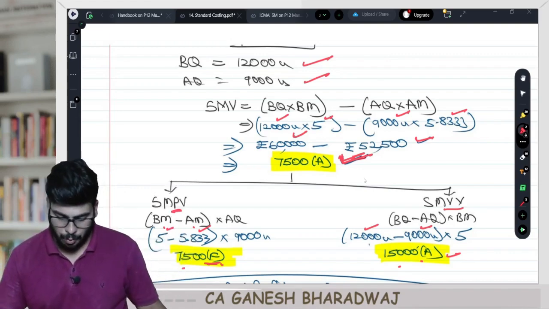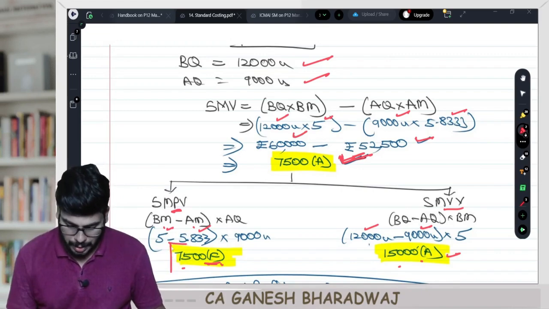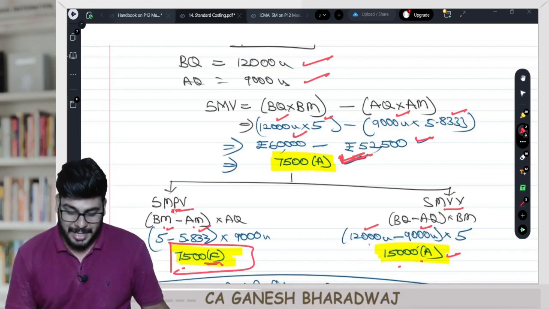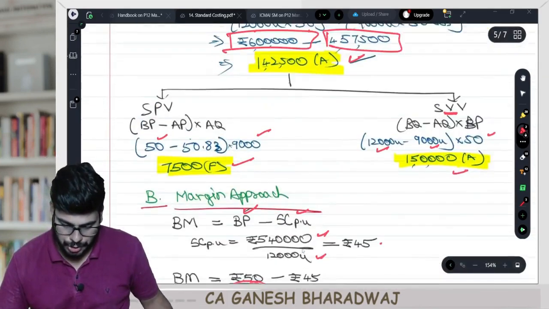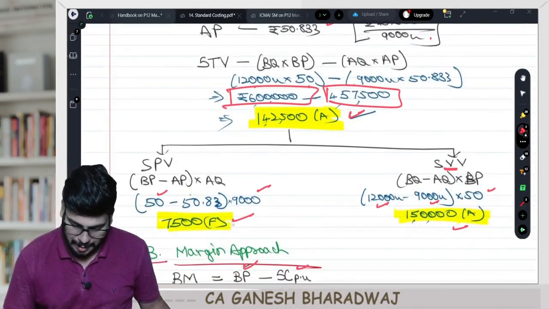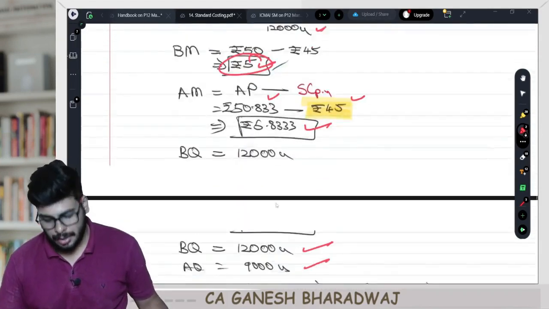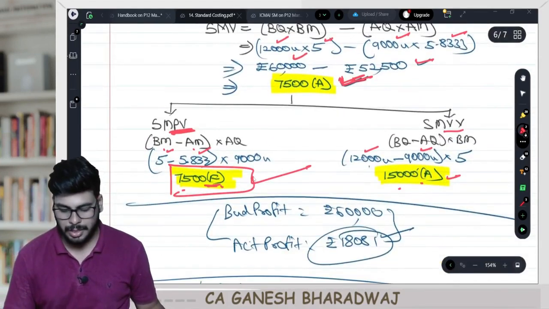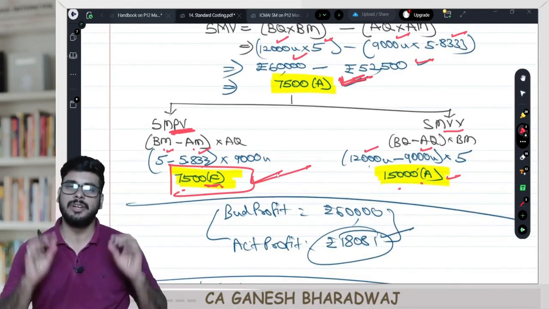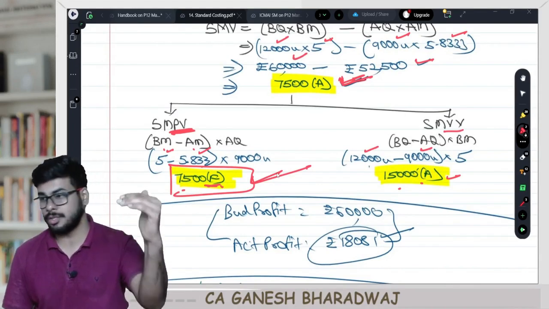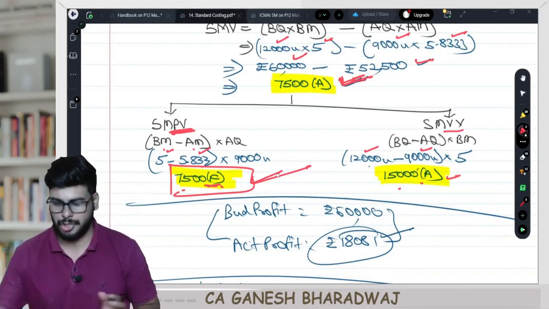And one more thing I wanted to tell you, if you note, the price variance will be the same whether you calculate it under the total approach or under the margin approach. Under the total approach, what is the sales price variance? 7,500. Here under the margin approach, how much was it? It is 7,500. Clear with this, guys? So the price variance alone will be the same whether it's computed under the total approach or under the margin approach. Clear with this, guys?